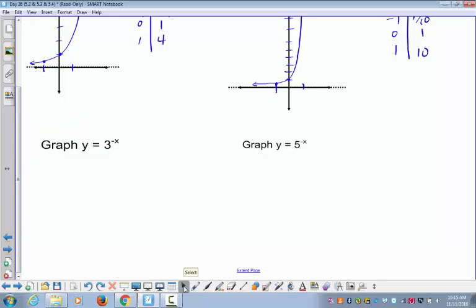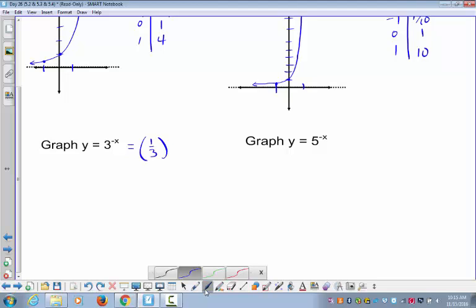Let's do these two. So y equals 3 to the -x. I think it's useful to rewrite that as 1/3 to the x. You don't have to. Do whatever you need to do to recognize that it's exponential decay. And we still pick the same x's, -1, 0, 1. 1/3 to the -1 is 3. 1/3 to the 0 is 1. 1/3 to the 1 is 1/3.